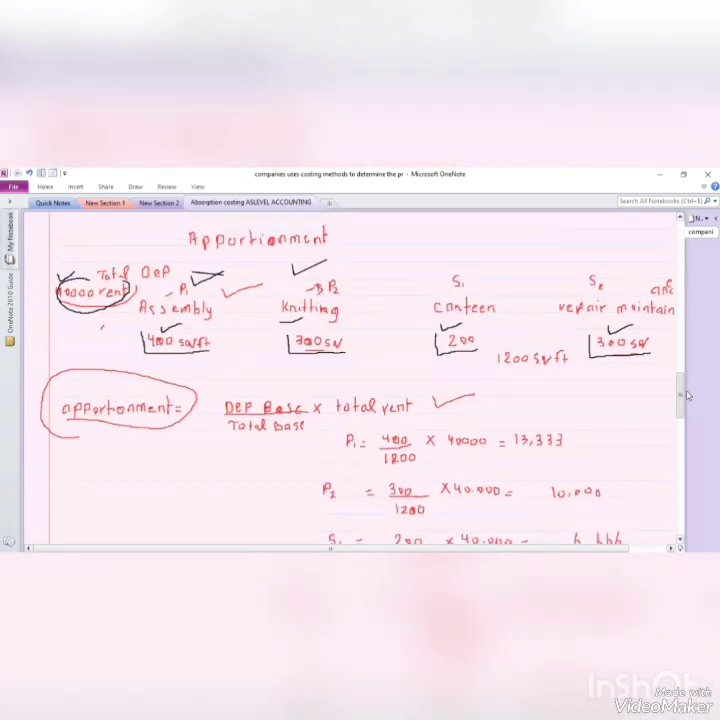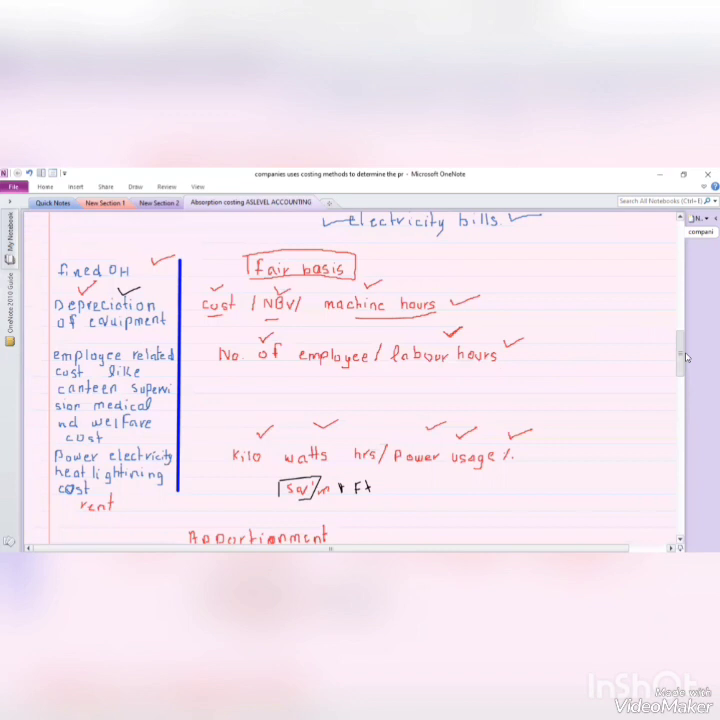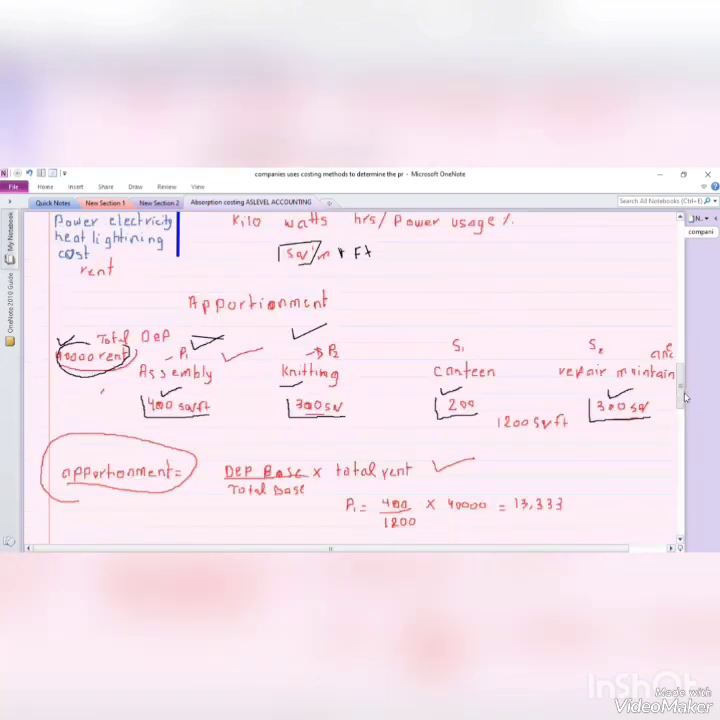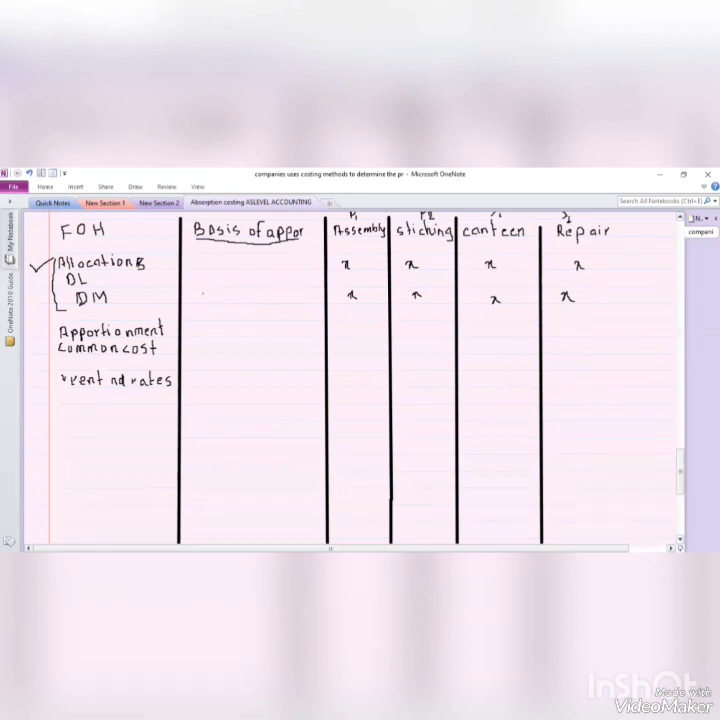I made this table and already discussed it in my previous class, so I am not going to discuss it again. I think we should go to the real question, which is our topic for today, apportionment. If rent and rates are given by the examiner in our fixed overheads, the basis of apportionment we would use is the floor area.